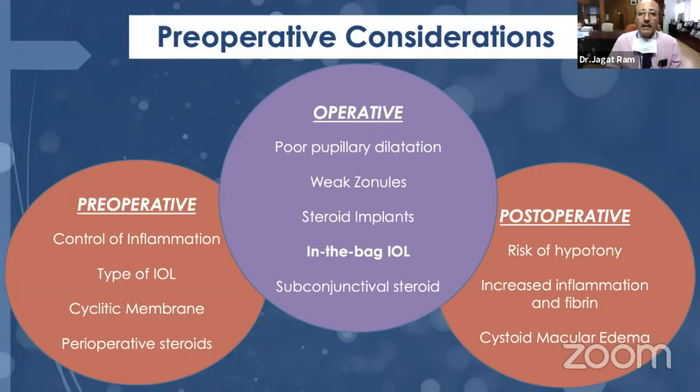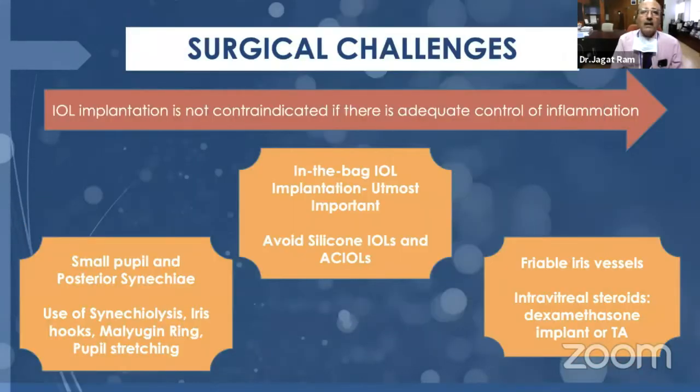Then in the operative period, a most important issue remains dilatation of the pupil, and it is extremely important that we implant the IOL in the capsular bag. And postoperatively, we must monitor a patient for post-operative complications, whether it is intraocular pressure, inflammation, or cystoid macular edema.